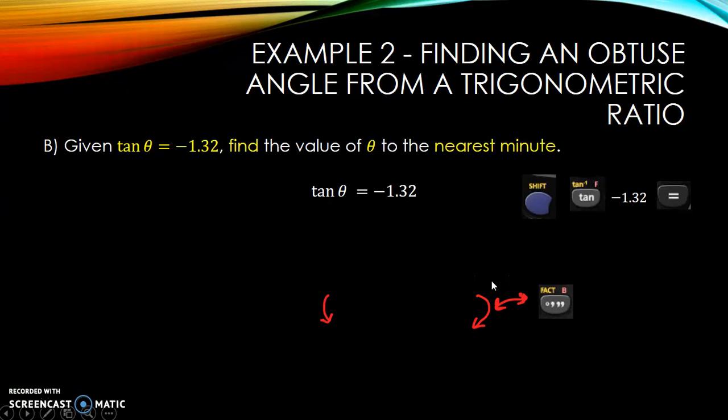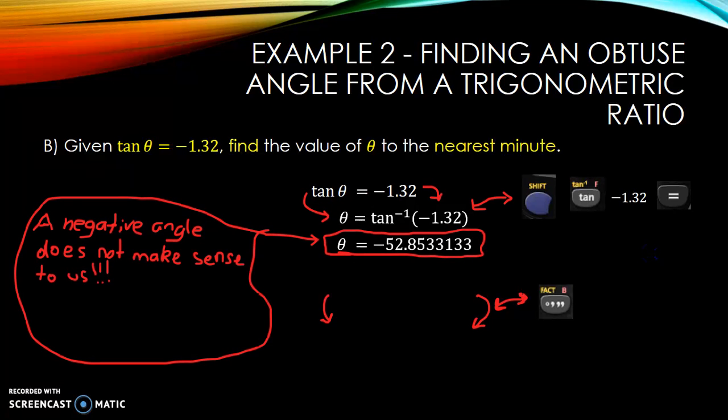Now the next one is a bit more complicated to understand. The start of the process is exactly the same. Tan theta equals minus 1.32, and I need to take the inverse tan. So I'm going to press Shift, tan, type in minus 1.32, and then press equals. That's what it will look like on our calculator. And that will give me a negative answer of negative 52.85, and so on. Now, the problem with that is negative angles don't really make sense to us at this level of maths.